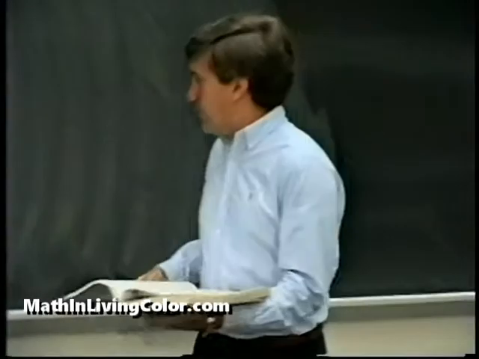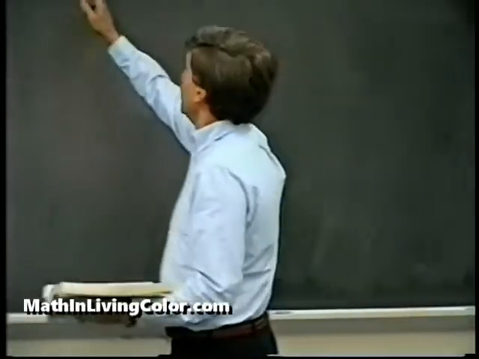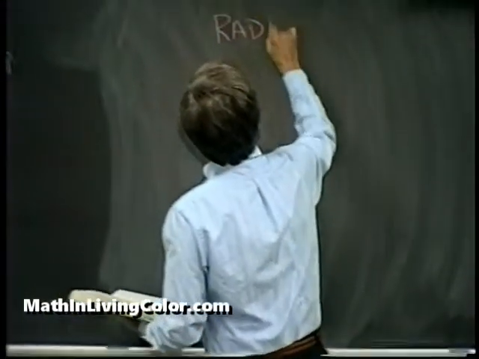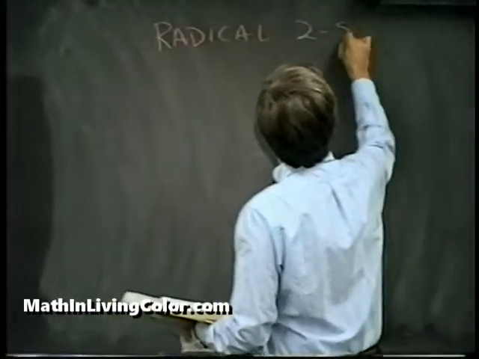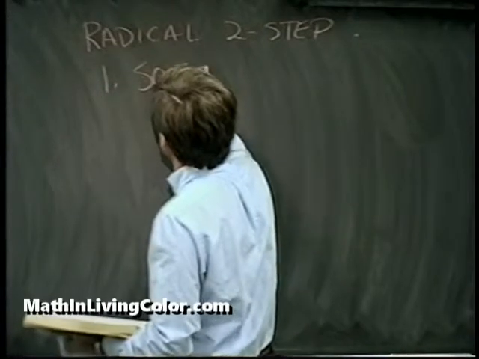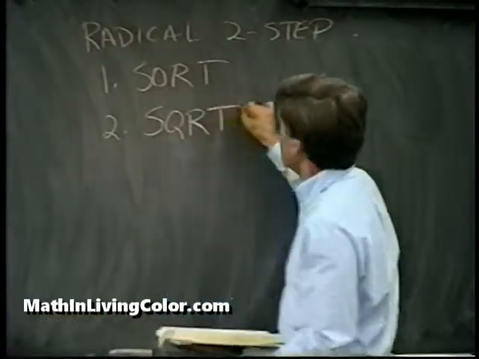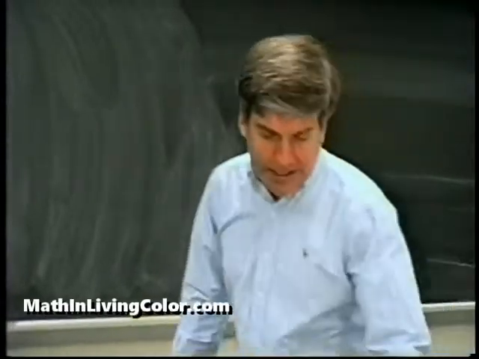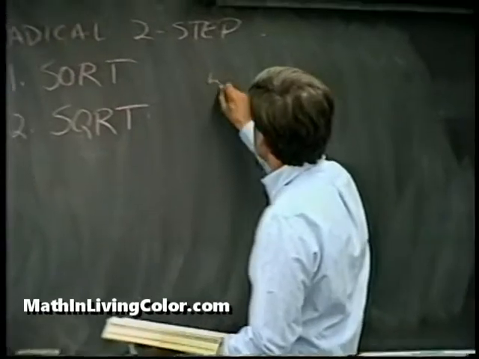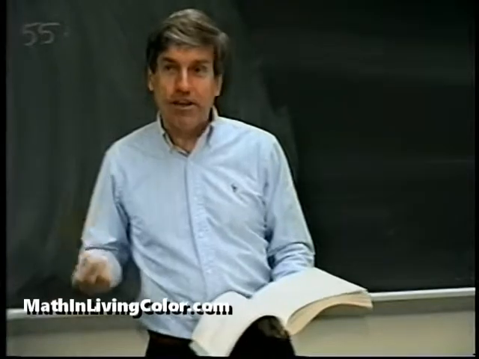Now on page 315, I have something that I call the radical two-step. The first step is to sort, and the second step is to square root. So I'd like to take a problem like number 55. And I want to choose number 55 because there's a pedagogical error in number 55.